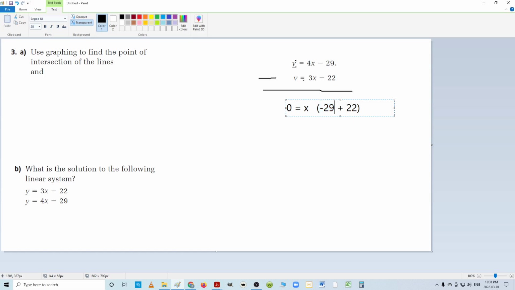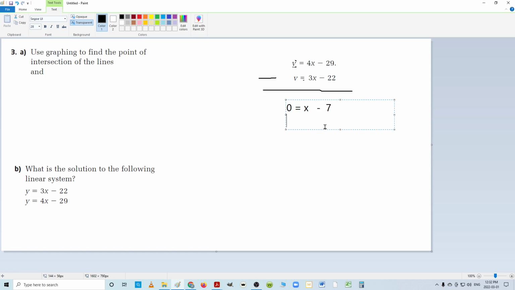The negative number. So if I want to break it down, negative 7, negative 22. This is the same as negative 29. I can see negative 22 plus 22 is negative 7. So that means that I've got this: x minus 7 is equal to 0.